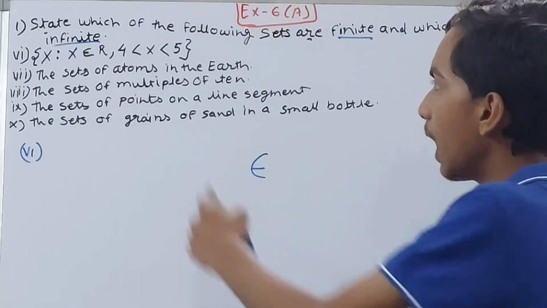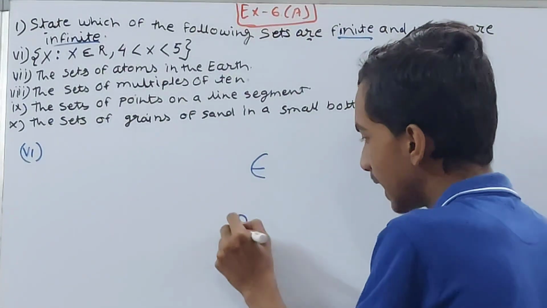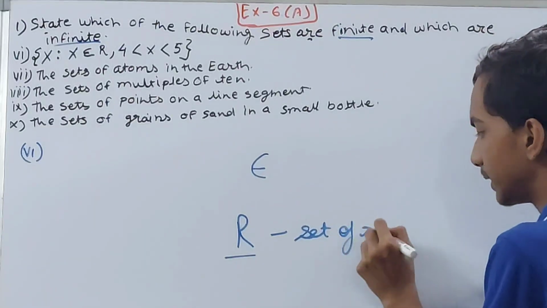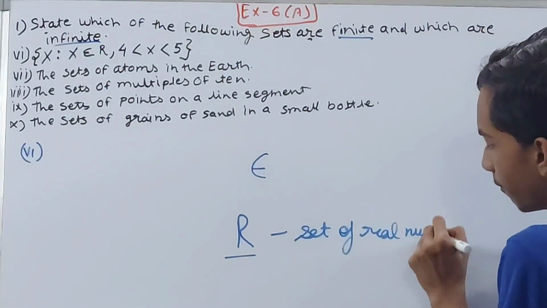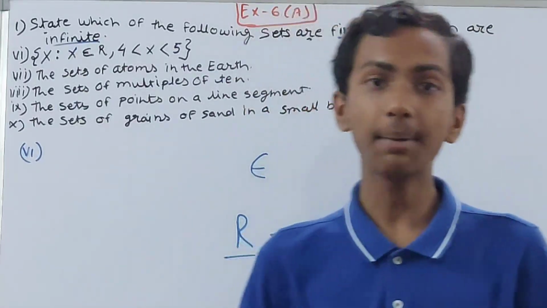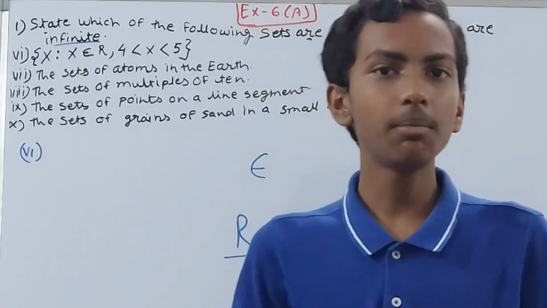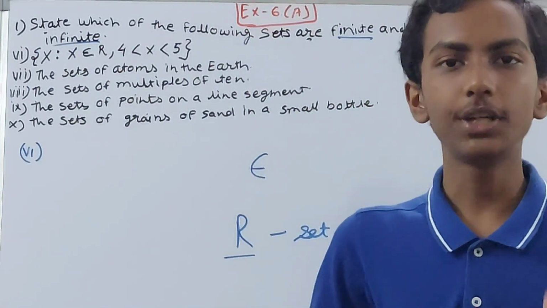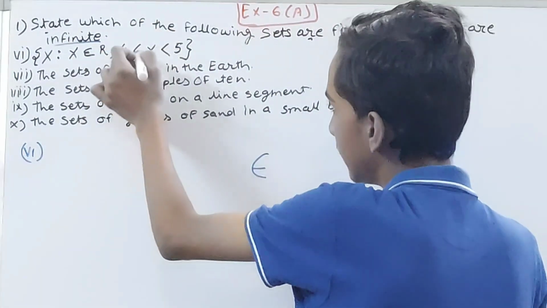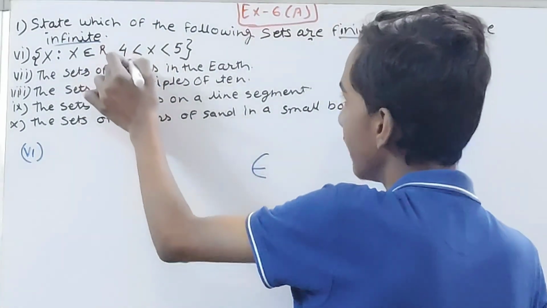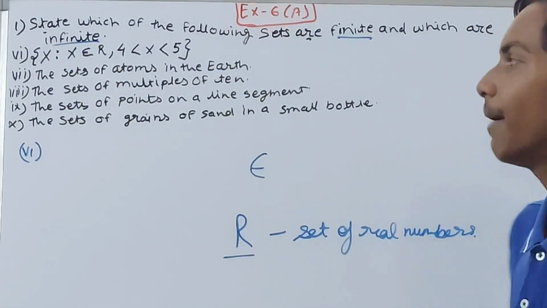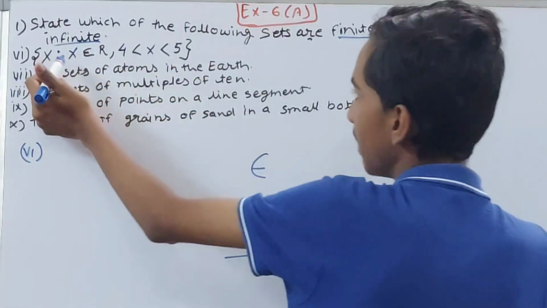Fine. R represents the set of real numbers. Yes, wherever you will find this word, capital R will be given. X belongs to capital R, so it means that it is a real number. Then you can see X is greater than 4 and less than 5. That is the condition given to you. We have to tell how many values of X can be there.